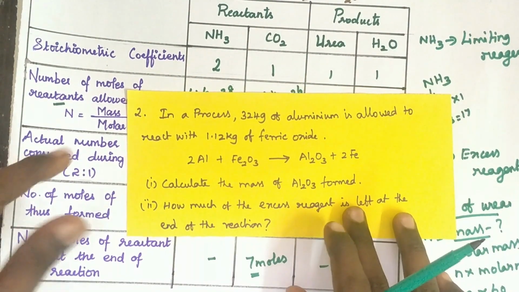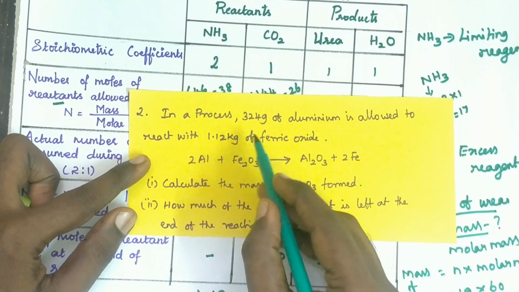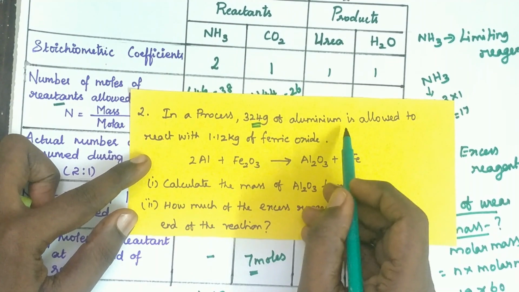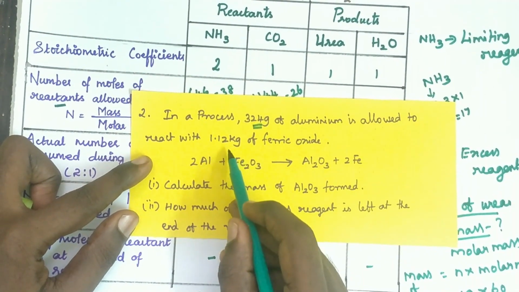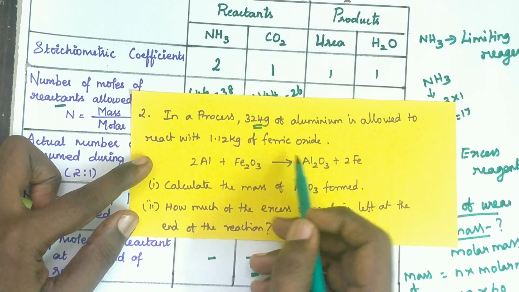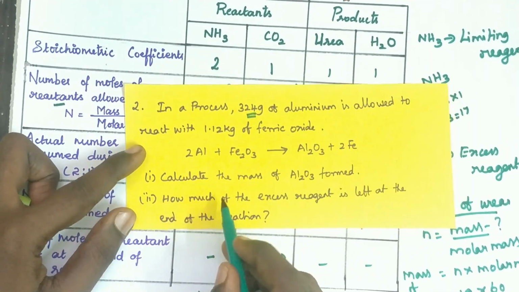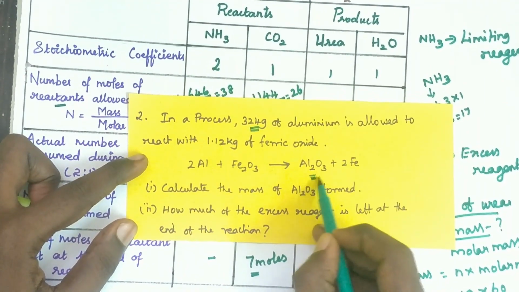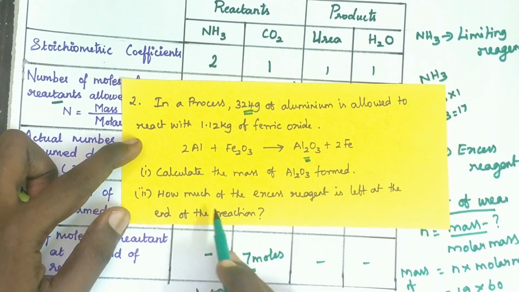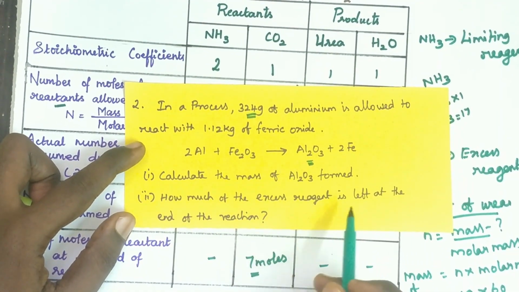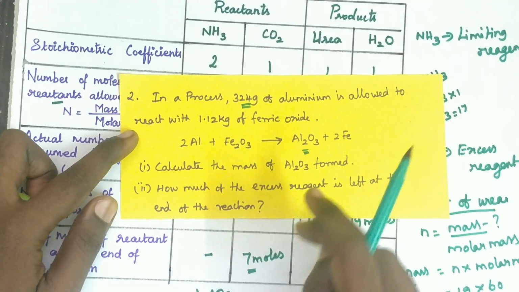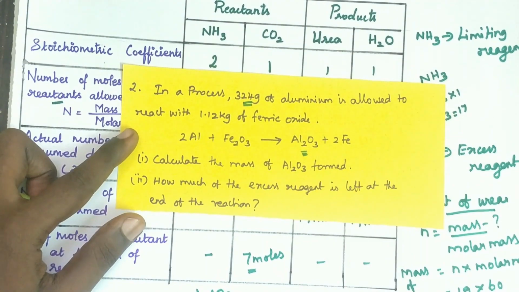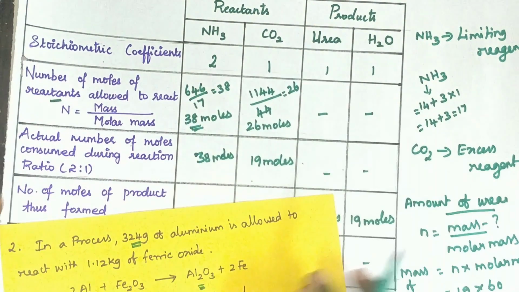In this sum, in a process, 324 grams of aluminum is allowed to react with 1.12 kilograms of ferric oxide. This is a question from the book bag. They have given the equation. You have to find the mass of Al2O3, that is, the amount of product formed. Then you have to find how much of the excess reagent is left, so measure the excess reagent left at the end of the reaction. So you try this sum as homework, using the same method.